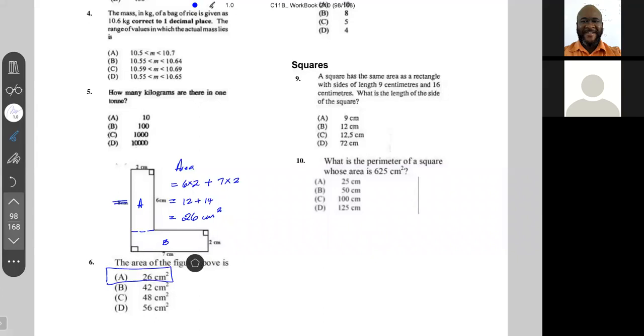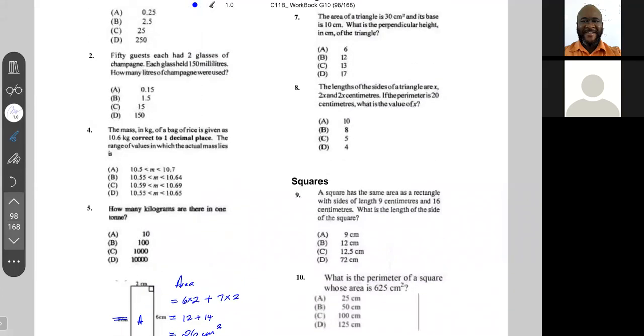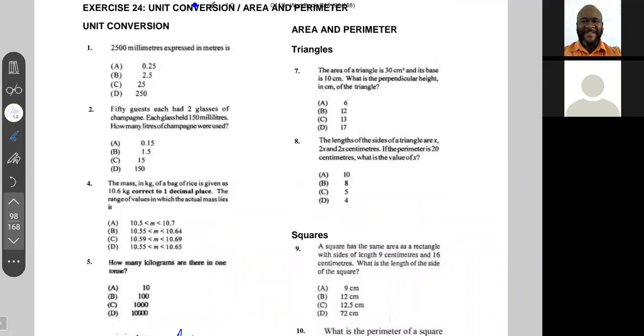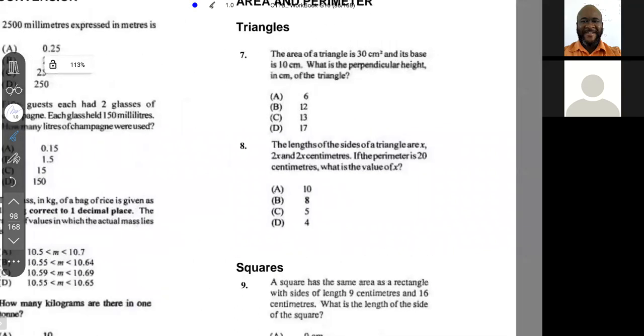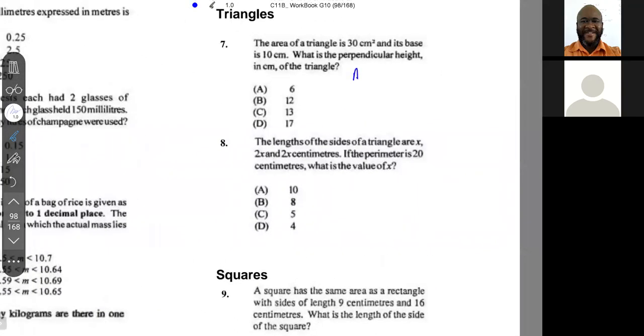All right, let's go for 7. For number 7, we're told that the area of a triangle is 30 centimeters square and its base is 10 centimeters. What is the perpendicular height? So this is what I told students. Write the formula for area. So area is equal to half base times height, and this is equal to 30.